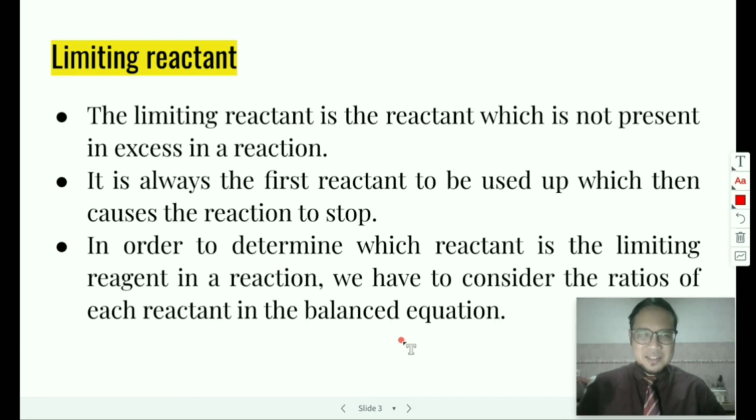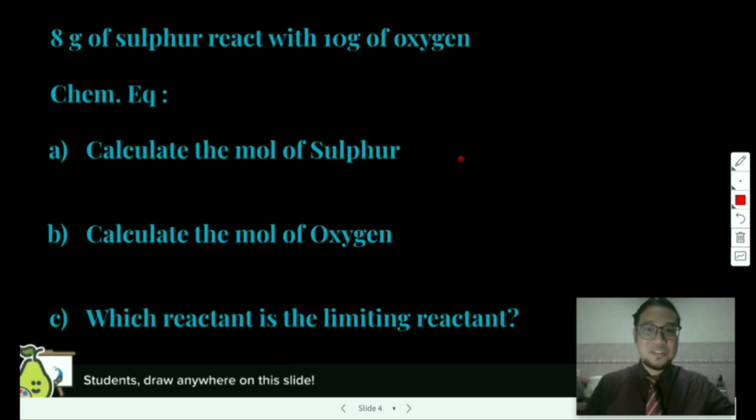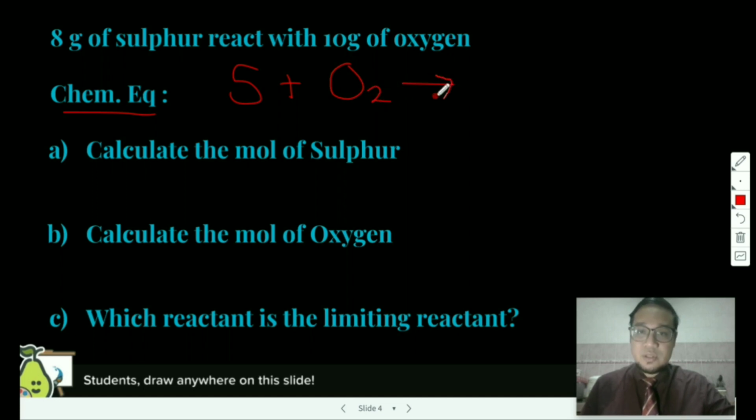So now let's apply this concept to a chemical equation. Pause the video and try to answer this question. Are you ready? The question asks: 8 grams of sulfur react with 10 grams of oxygen. First of all, you need to come up with the chemical equation. Sulfur reacts with oxygen and then we produce sulfur dioxide.